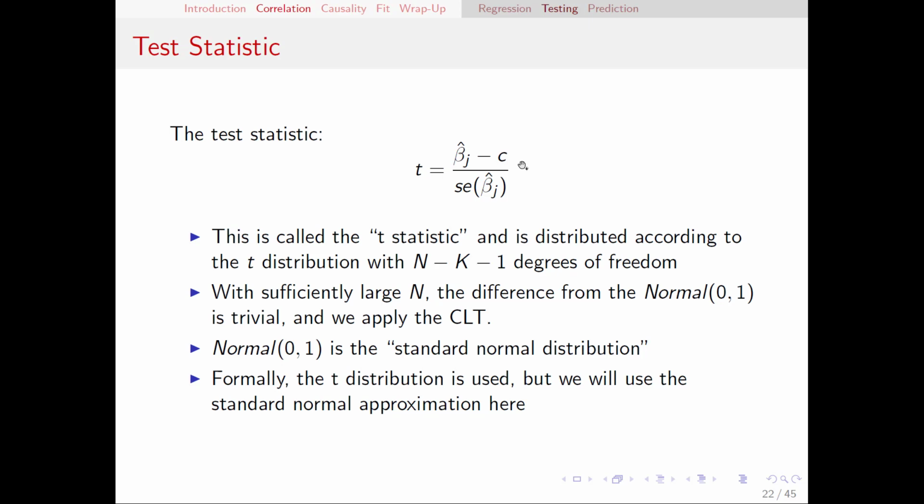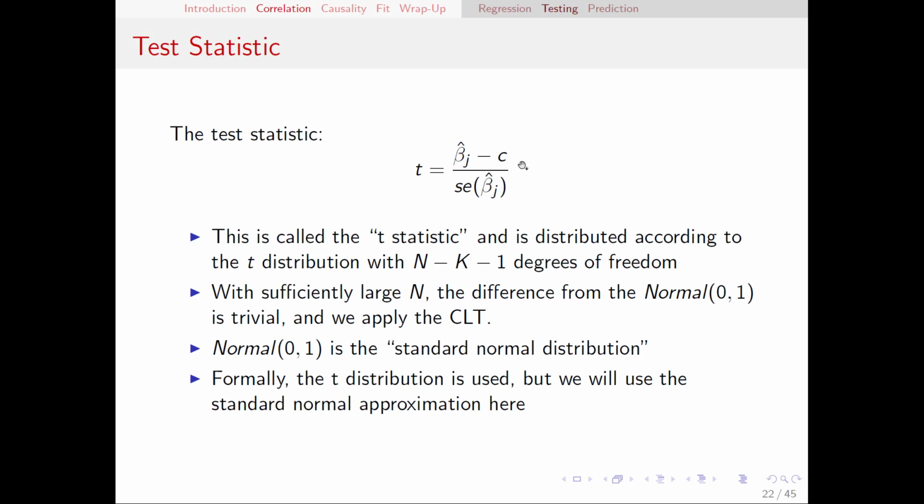Remember, though, that if we have a sufficiently large sample size, n, the central limit theorem tells us that there's very little difference between the t-distribution and the standard normal distribution. That is, a normal distribution with a mean of 0 and a standard deviation of 1. We're going to continue on assuming that we have a large enough sample size to use the normal approximation.